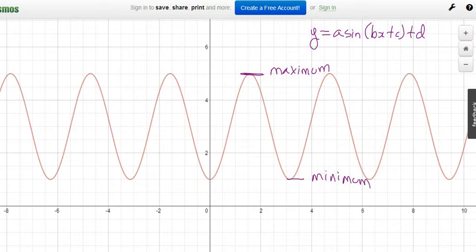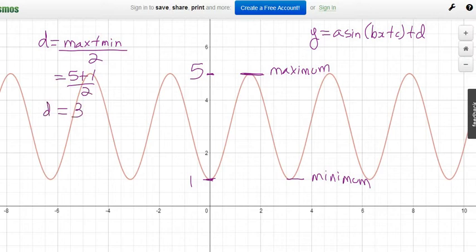How do we find the midway point of two numbers? Yeah, we just average them, right? So what's the average? So we have a maximum value of, what's this? 5, and we have a minimum value of 1. So D, we go over here. D is equal to max plus min divided by 2, which is 5 plus 1 over 2, which is 3. So D is equal to 3.